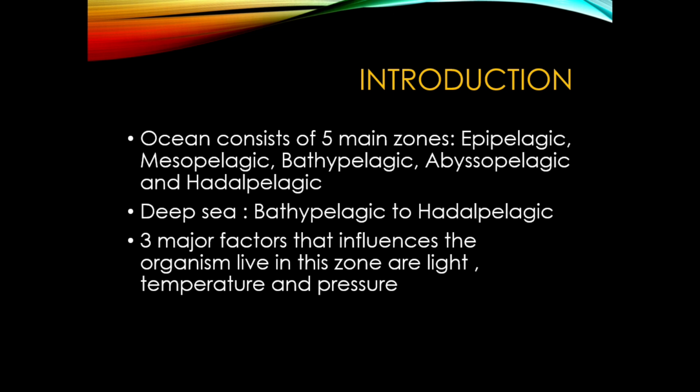Okay, so before we go further, we will start with an introduction first. The ocean consists of 5 main zones, namely epipelagic, mesopelagic, bathypelagic, abyssopelagic, and hadalpelagic. Of these 5 main zones, 2 of them are categorized as deep sea, which are bathypelagic to hadalpelagic. There are 3 major factors that influence the organisms that live in these zones, namely light, temperature, and pressure.